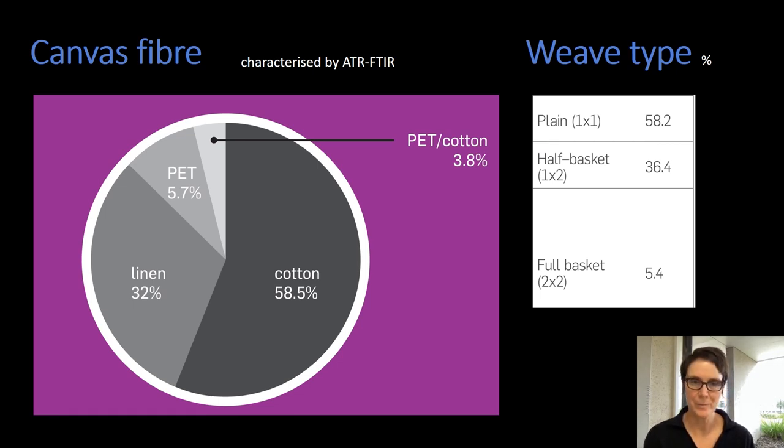Most were plain weave, being a 1x1 thread, followed by half basket, 1x2 threads, and a few as full basket, 2x2 threads. Cotton was typically found as a half basket, while linen, PET, and PET cotton blends were mostly plain weave. These weave patterns reflect manufacturer design to strengthen weaker fibres by either doubling the thread, such as in a full basket, or by doubling only the warp or the weft, as seen in a half basket. 25% of cotton samples had a thread count of 10 by 30 threads per centimetre. Otherwise, thread counts varied.